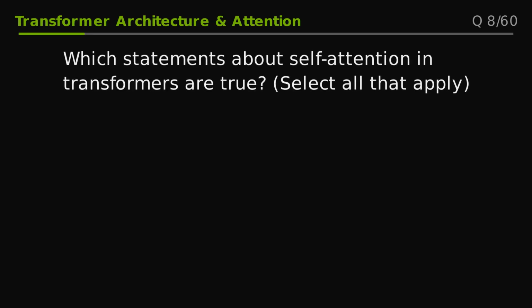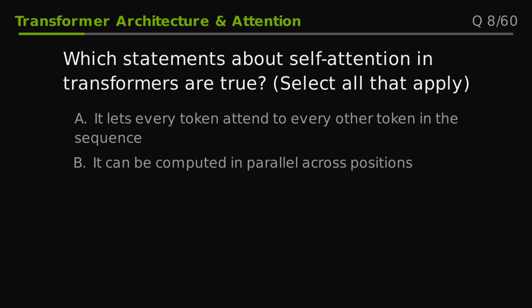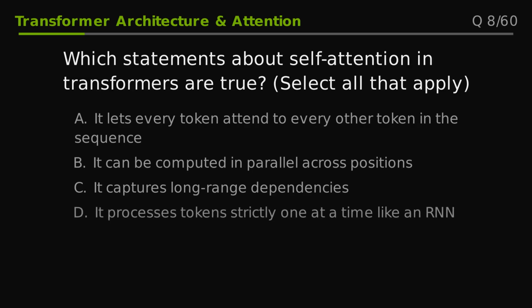Which statements about self-attention in transformers are true? Select all that apply. Option A. It lets every token attend to every other token in the sequence. Option B. It can be computed in parallel across positions. Option C. It captures long-range dependencies. Option D. It processes tokens strictly one at a time like an RNN.